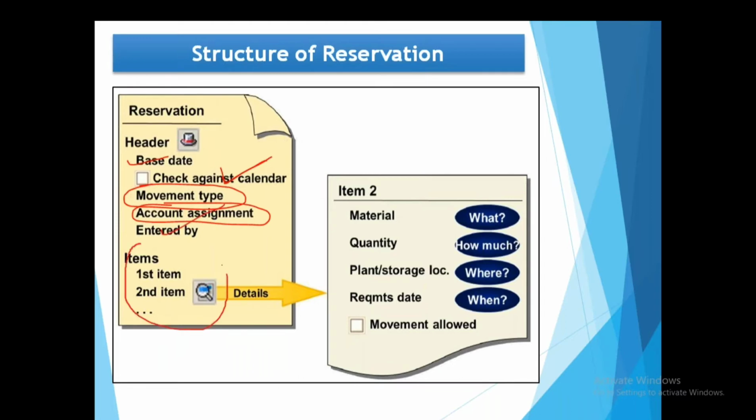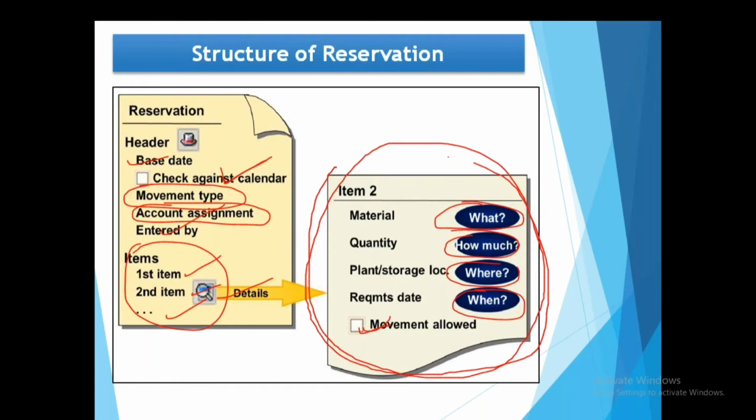Now the items are nothing but the materials you require, and you can enter multiple items. In the item details, you enter what material is required, what the quantity is, where it is required, when it is required, and whether goods movement is allowed or not. This is what the structure of a reservation looks like.